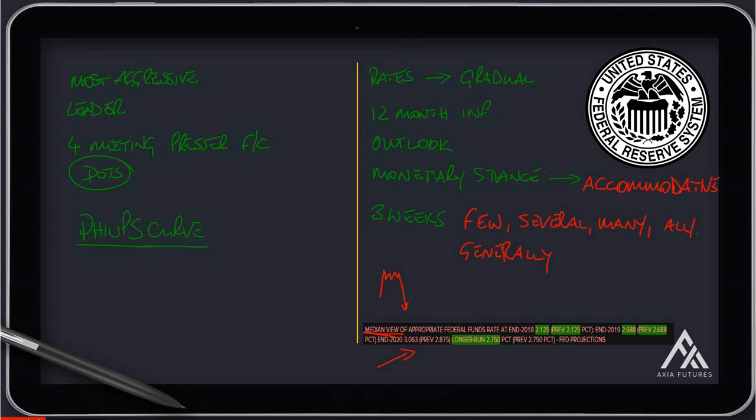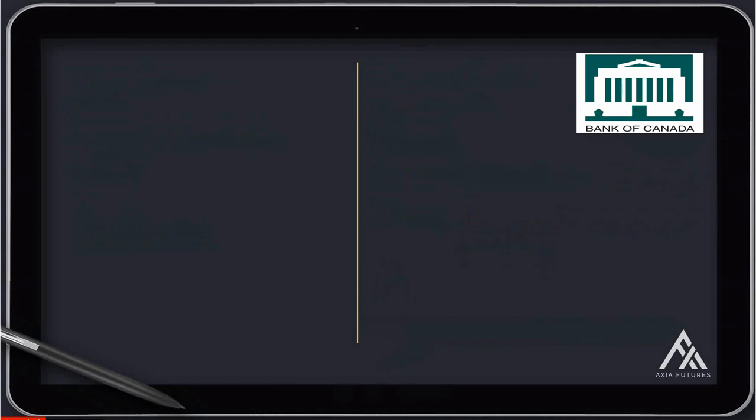Now finally, on to the Bank of Canada. Now Bank of Canada is perhaps the quietest of the central banks that we look at. What you do not get from the Bank of Canada is any guidance. Unlike the other central banks that give some form of guidance, even if they're not explicit on what exactly it is, you get no guidance from the Bank of Canada.